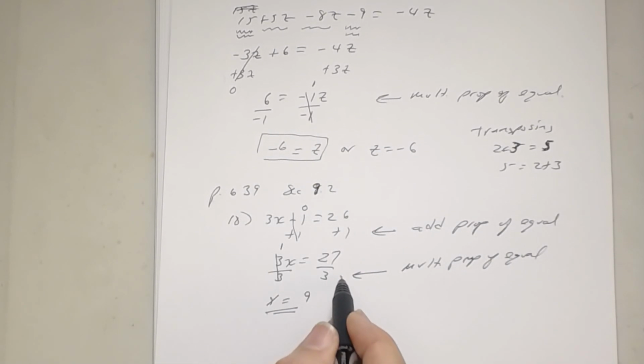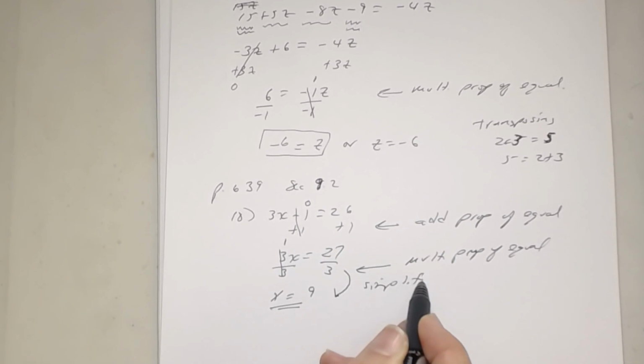And then what I did to go from here to here was simplify. That's what I did, to go from that part to that part. So that's where I said 3 divided by 3 is 1, 1 times x is x, 27 divided by 3 is 9.